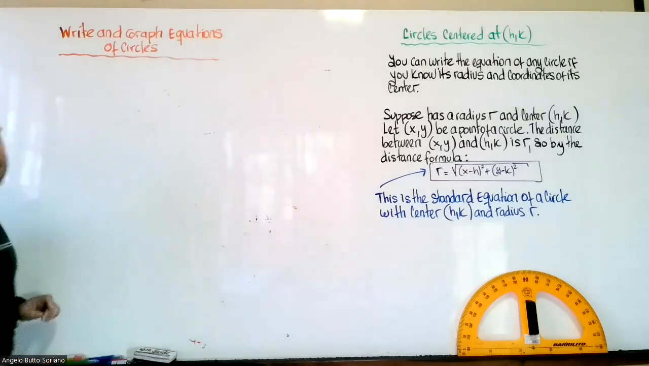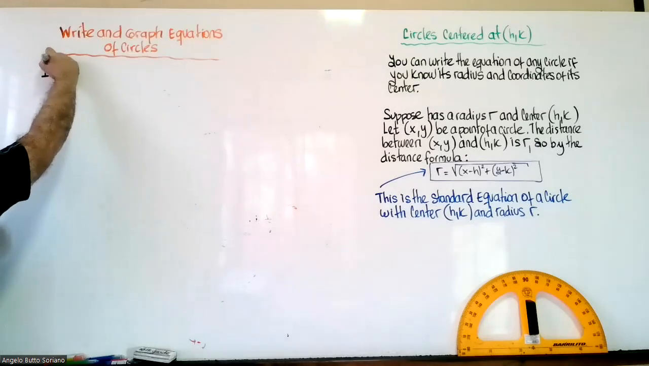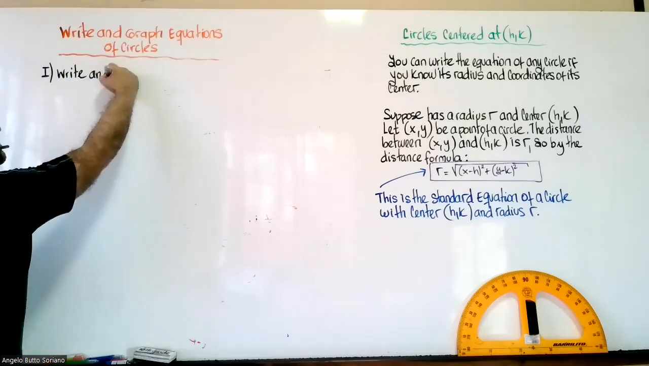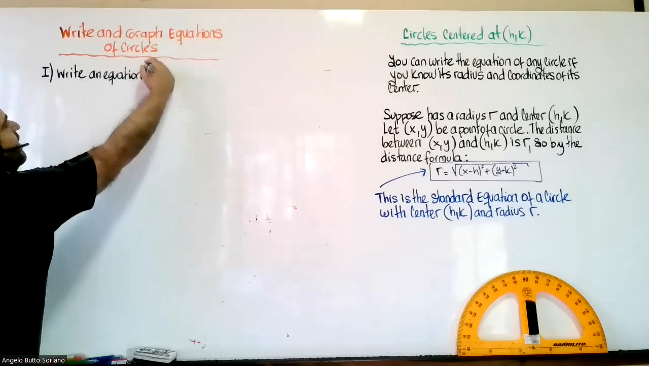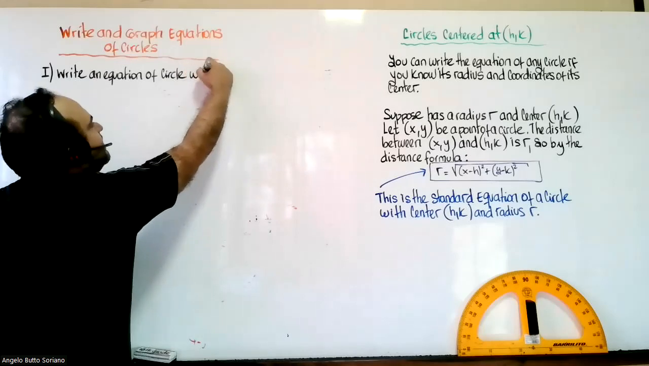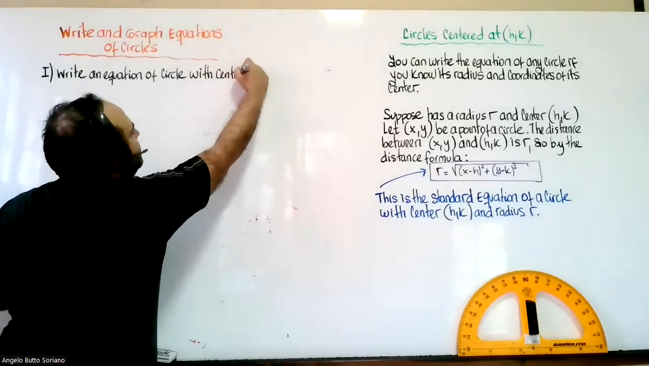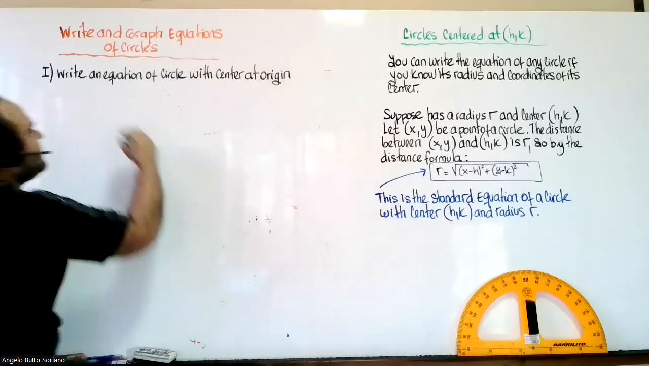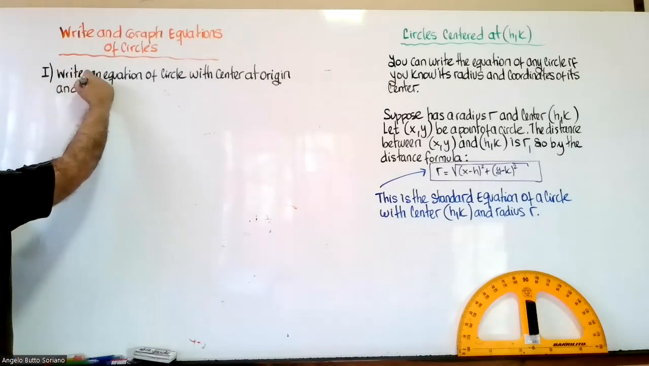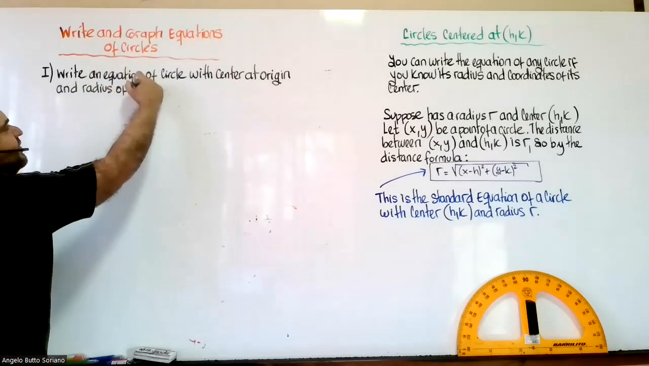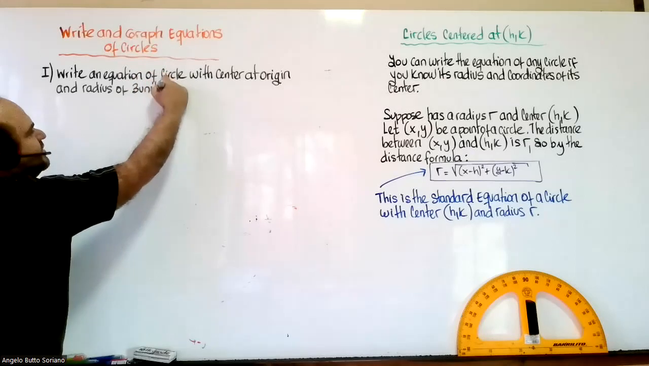And the first example, consider we have a circle. For example, it says, write an equation of a circle with center at the origin and radius of 3 units. Okay.